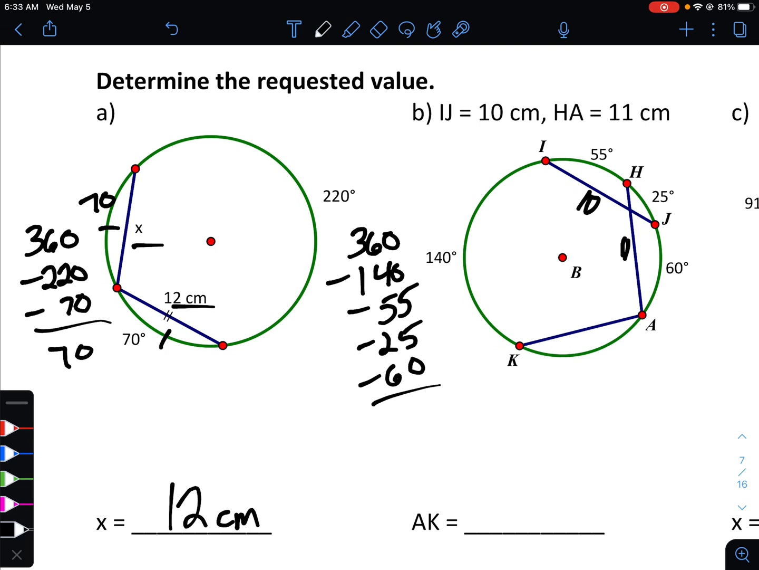And after we do all of that, we'll find out that the measure of that arc is 80 degrees, which actually is going to be the same as one of our other arcs. If we put together the distance from I to H with the distance from H to J, 55 plus 25 is 80 degrees as well. And so that means that if this is 10 centimeters, this right here is also 10 centimeters. That's actually what we were looking for, which is AK. So AK is 10 centimeters.